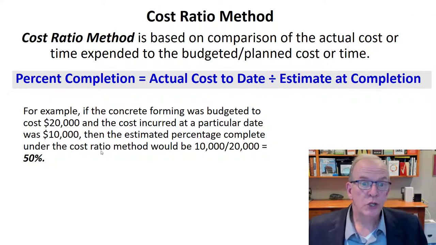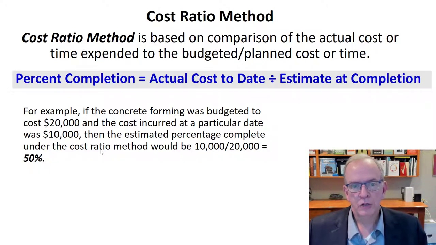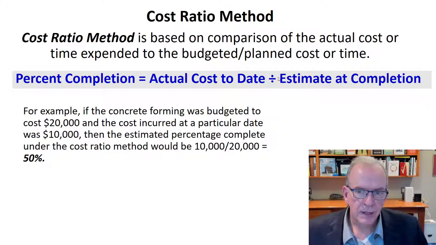The cost ratio method is based on a comparison of the actual cost or time expended to the budgeted planned cost or time. So if the concrete forming was budgeted to cost $20,000 and the cost incurred at a particular date was $10,000, then the estimated percent complete under the cost ratio method would be 50%. So it's actual cost to date divided by estimate at completion. All right, so estimate at completion.